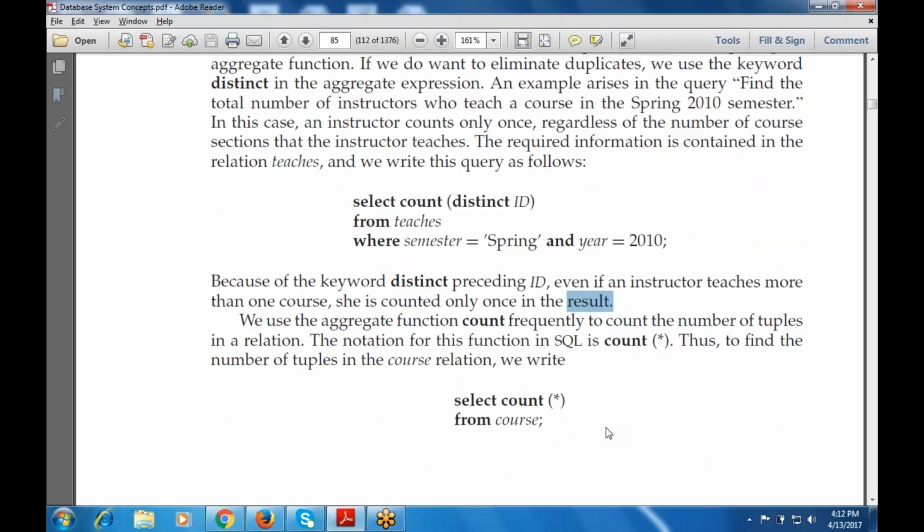Then we use the aggregate function count frequently to count the number of tuples in a relation, and the notation for this function in SQL is count(*). That means count each and every row. So to find the number of tuples in the course relation, we write: select count(*) from course.